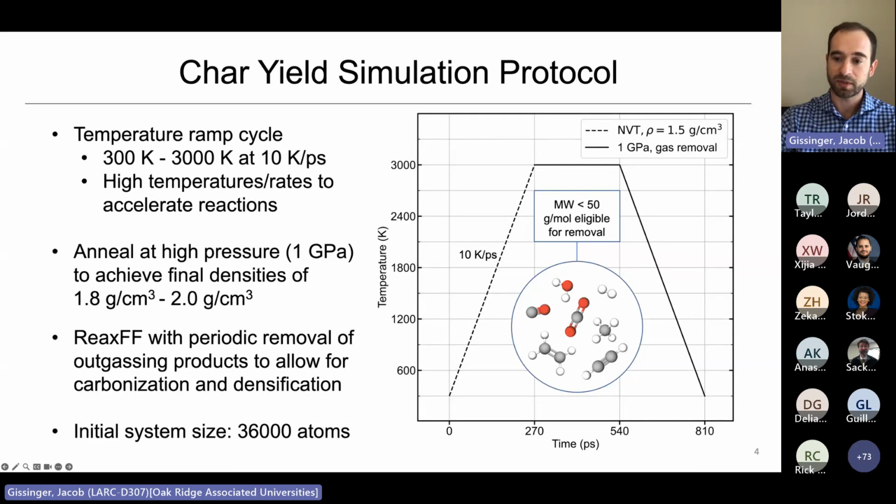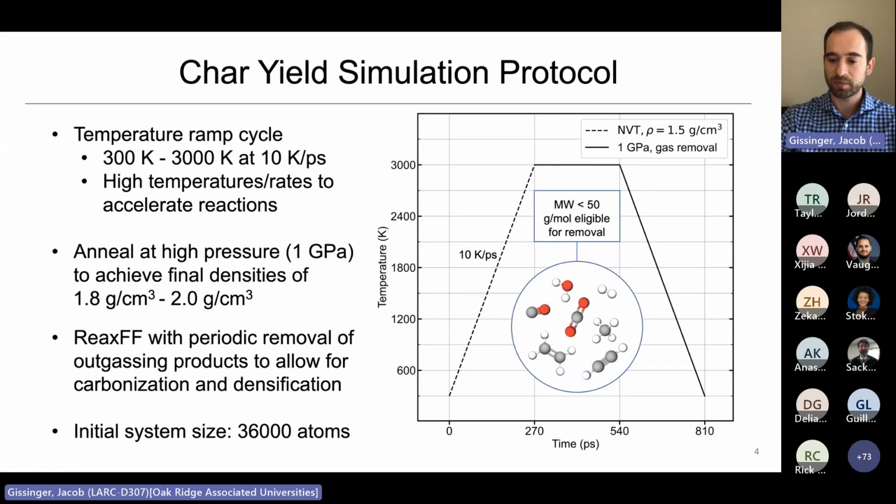A couple important points during this annealing stage: I'm subjecting it to high pressures in order to achieve the densification and the chemical rearrangement that we would expect. At the same time, also very importantly, we are removing these small volatile gases from the simulation box occasionally.